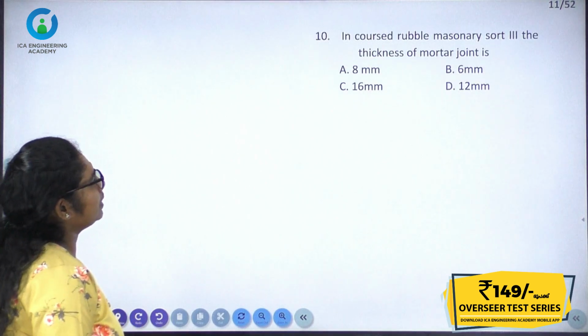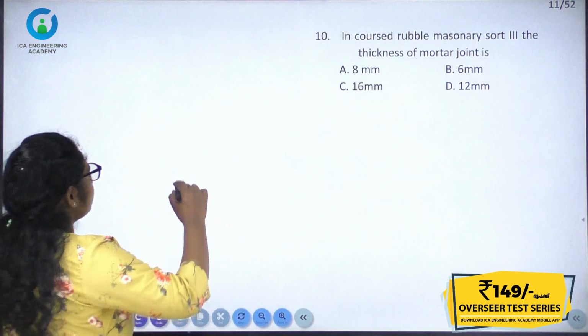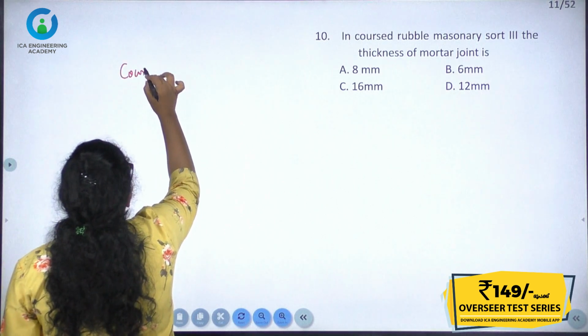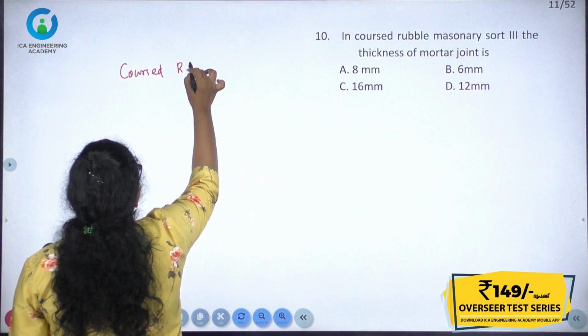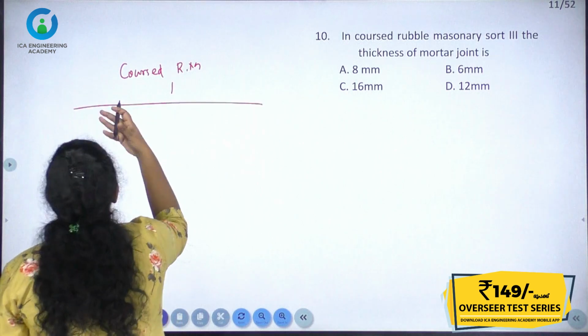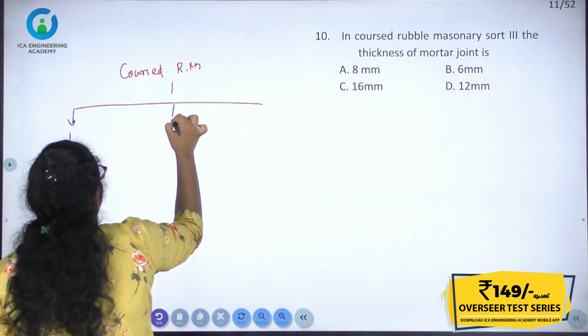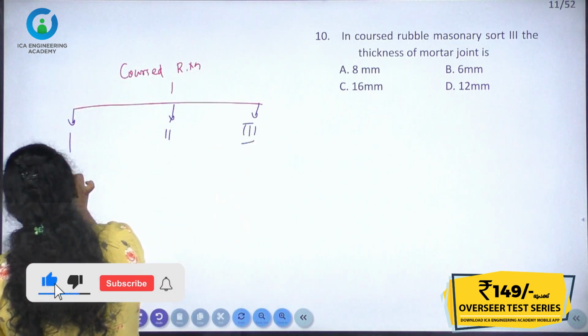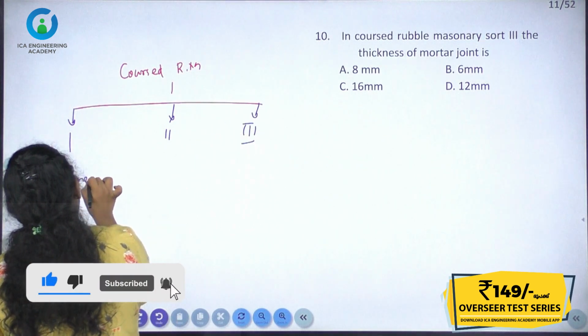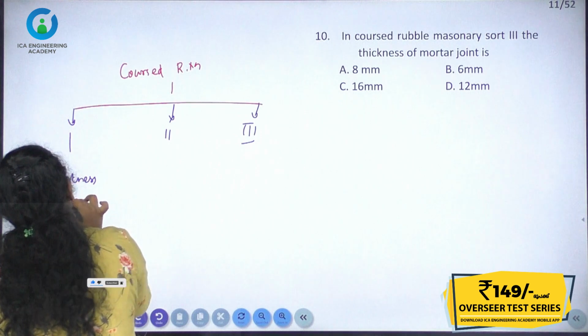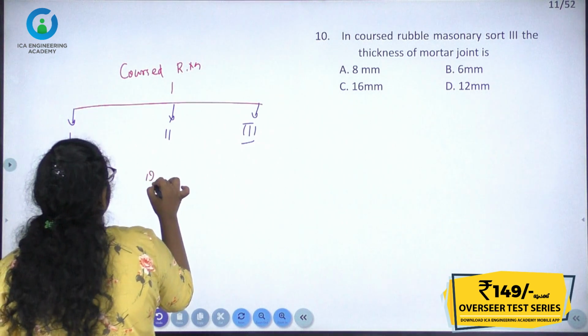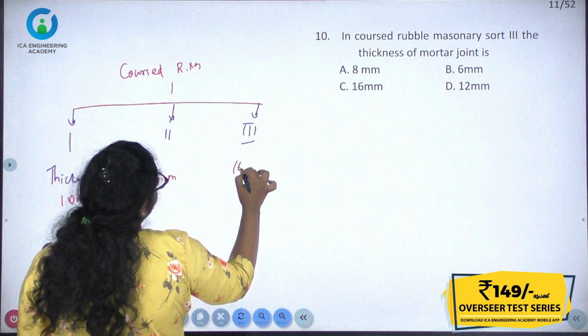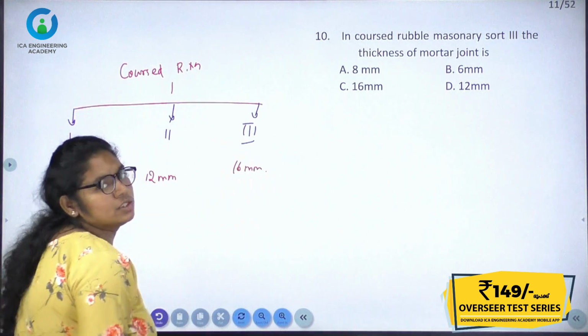In coarse rubble masonry, there are three sorts: first sort, second sort, and third sort. The thickness is 10 mm for the first sort, 12 mm for the second sort, and 16 mm for the third sort.